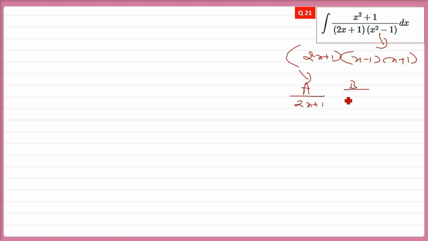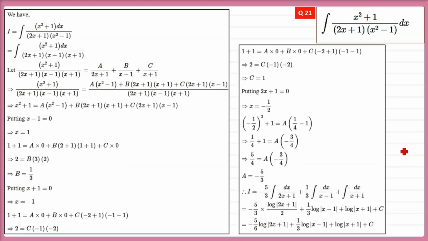X square plus 1, 2x plus 1 and x square minus 1. Here also we have 2x plus 1, which is a linear factor, but x square minus 1 can be written as x square minus 1 square, which in turn can be written as x plus 1 into x minus 1. So we have a divided by 2x plus 1, b divided by x minus 1 and c divided by x plus 1. That is 3 parts which can be integrated easily if you find out a, b, c. So this is how you have to go about it. It's again a very straightforward question, and we have already done a question like this.